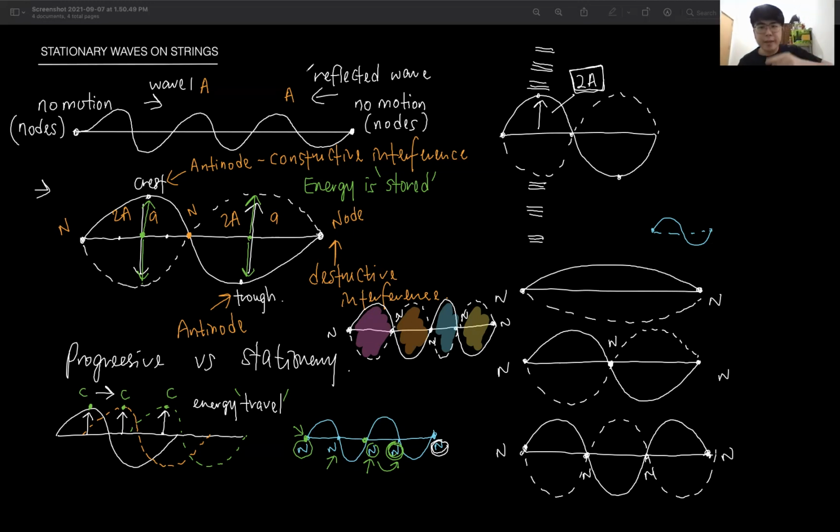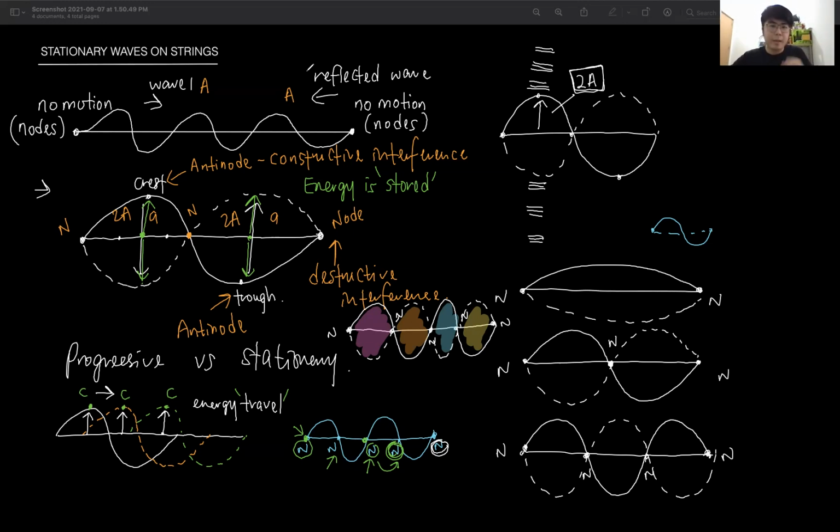Okay, each of them has its own frequency. I repeat, each of them has its own frequency and its own wavelength, and we are going to learn to calculate it after this.